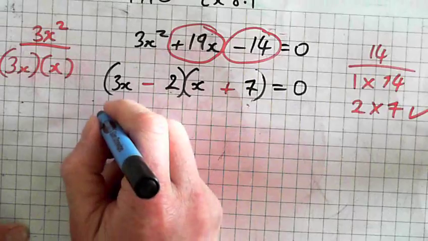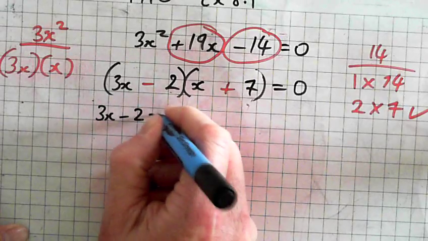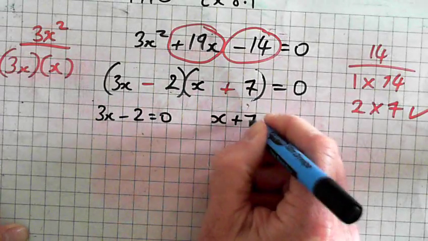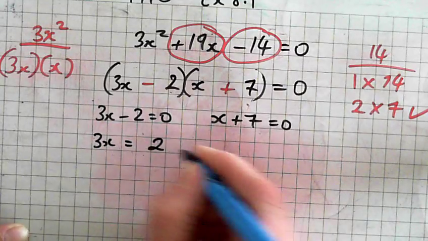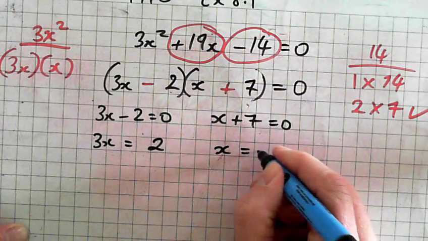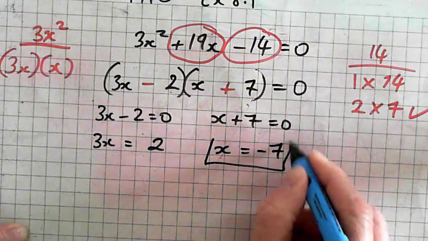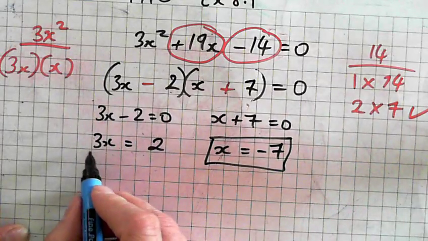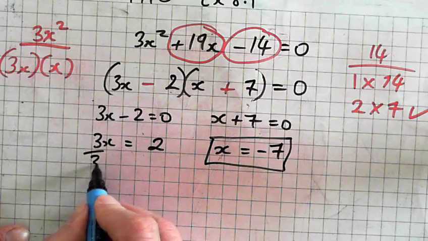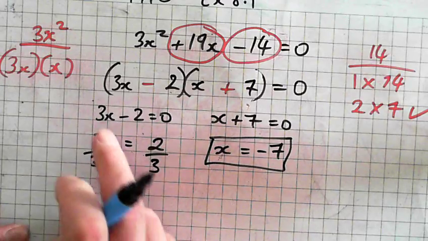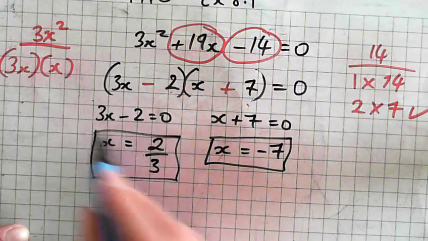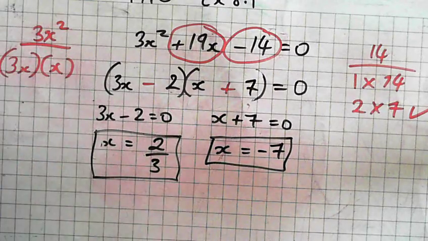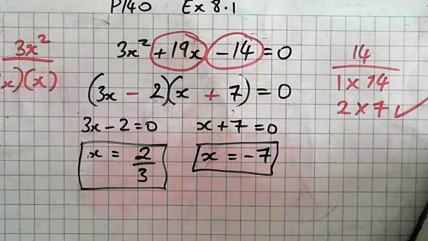Now finish it off. 3x minus 2 is equal to 0. 3x is equal to 2. X is equal to 2 over 3. So that's one answer. Nearly finished on this side. Want to get rid of the 3. 3 divided by 3 is 1. Okay. These are nearly the hardest sums you'll do in this section.